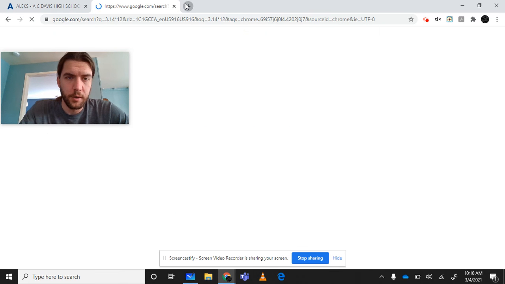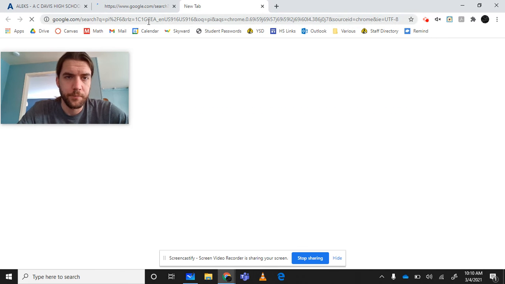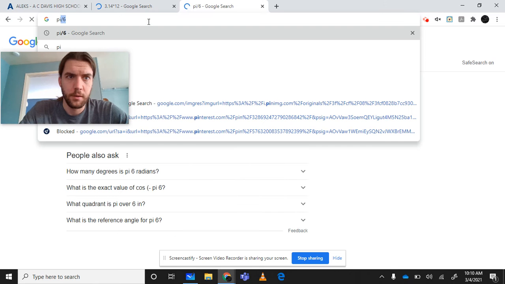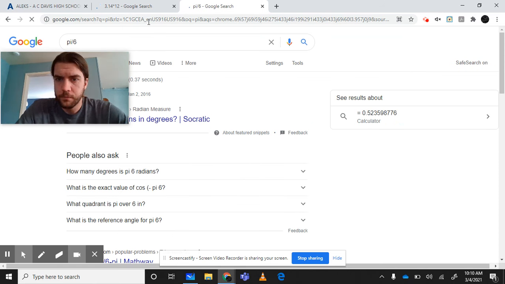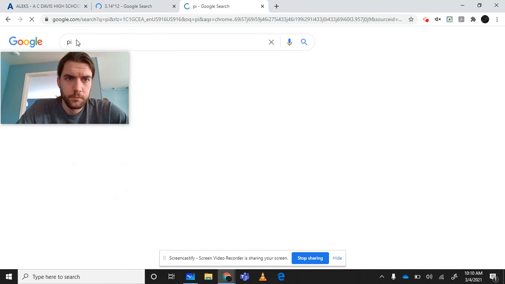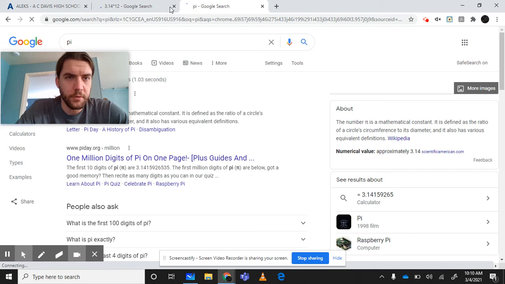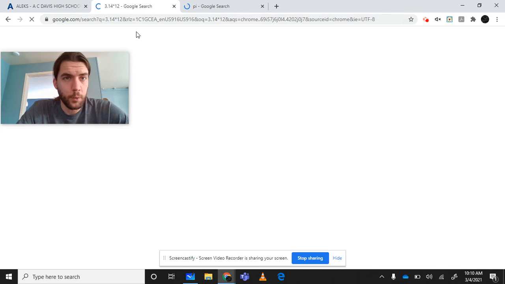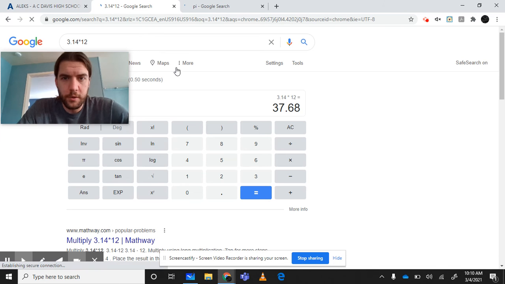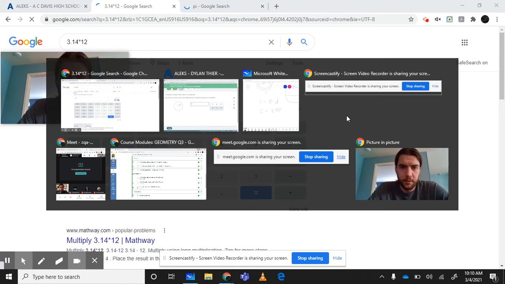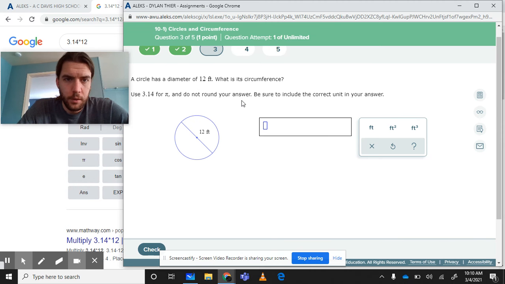Now, pi goes on a lot longer than that. Pi, in fact, does not end, as far as we know. But the first many decimals, 3.14159265. Okay, we're just going to use 3.14. So we'll do 3.14 times 12, and we get 37.68. It doesn't say to round, it just says keep it total.